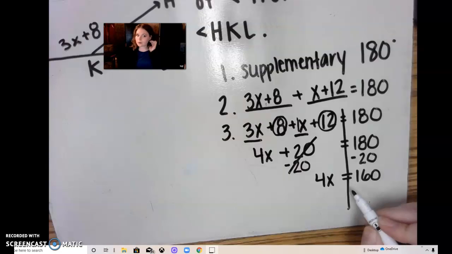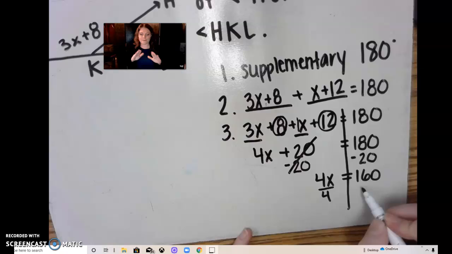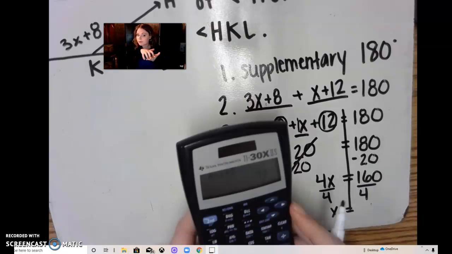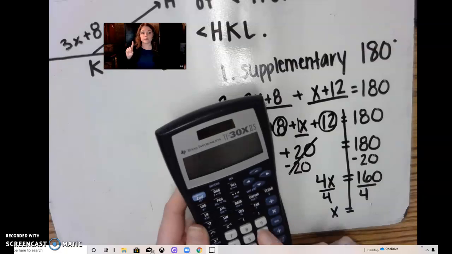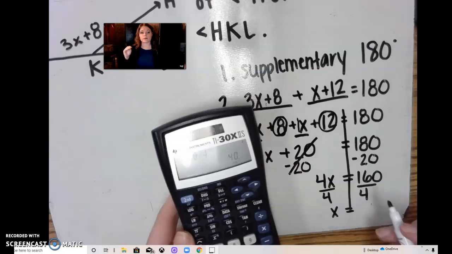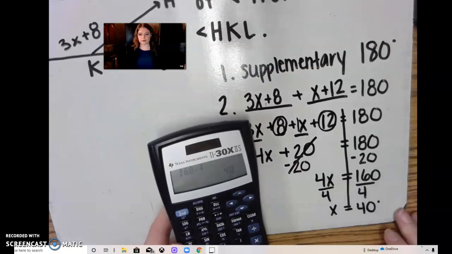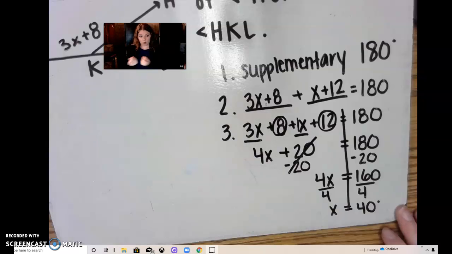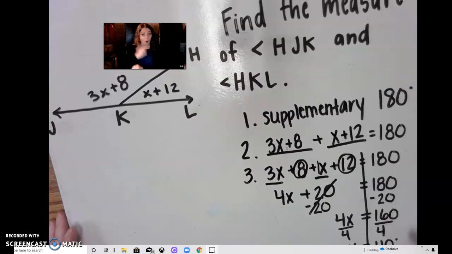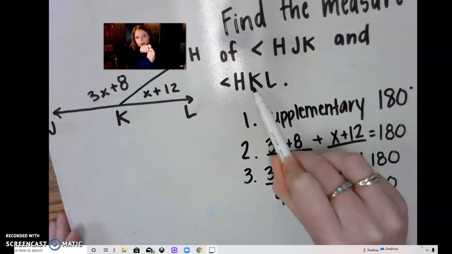The opposite of multiplication is going to be dividing by 4. Again, if you need to grab your calculator, you can do that. So 160 divided by 4 gives you 40 degrees. So we've now solved for what x is, but just like we did earlier, it's not asking us that. It says find the measure of this angle here, and then of this angle here.